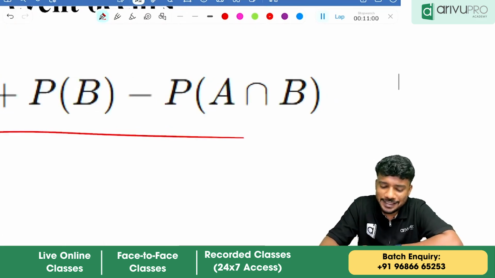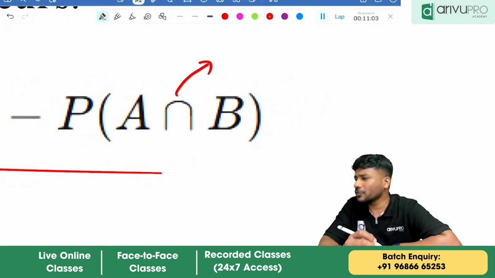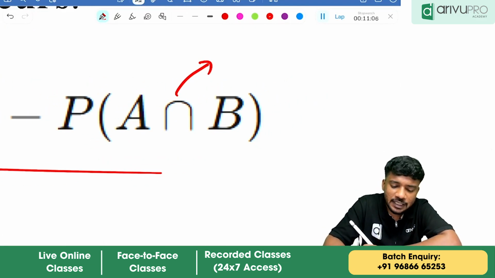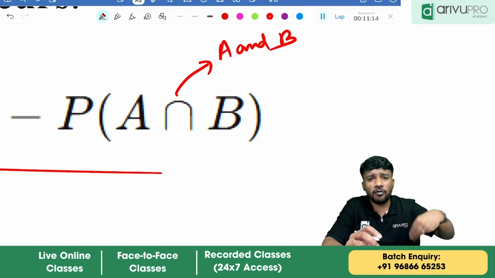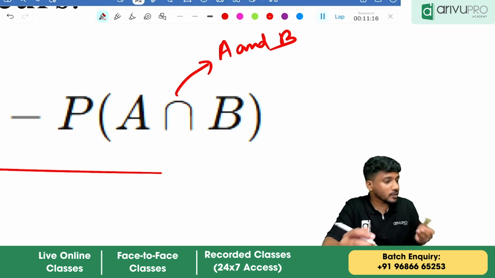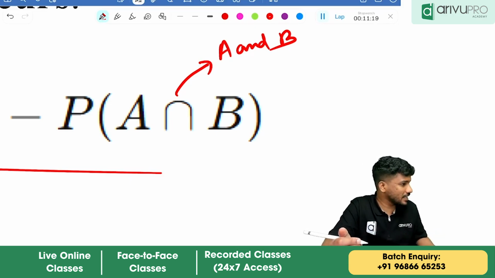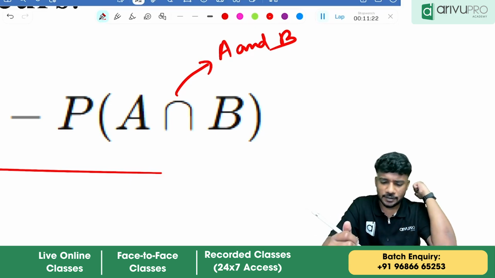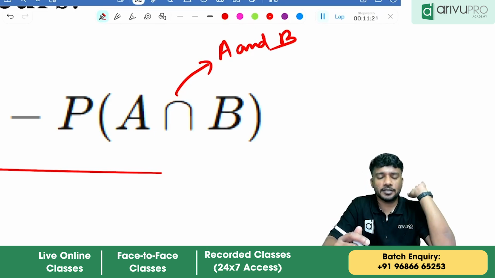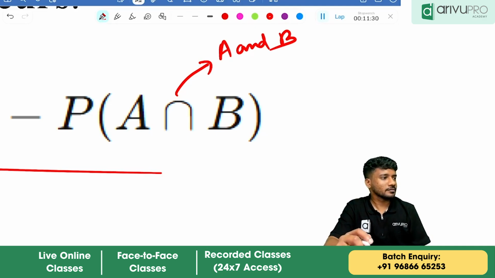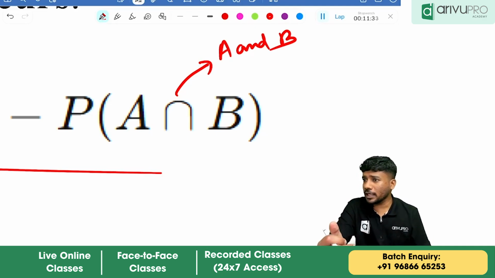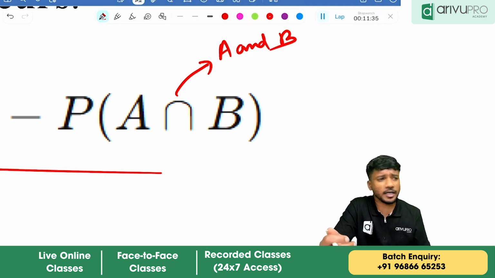Now this intersection I already told, but again, intersection means whenever they are telling occurrence of A and B. Whenever they ask what is the probability of occurrence of A and B, we will find P of A intersection B. What if the question is the probability of occurrence of head and tail at the same time? When I toss a coin one time, what is the probability of occurrence of head and tail at the same time? It is equal to 0.